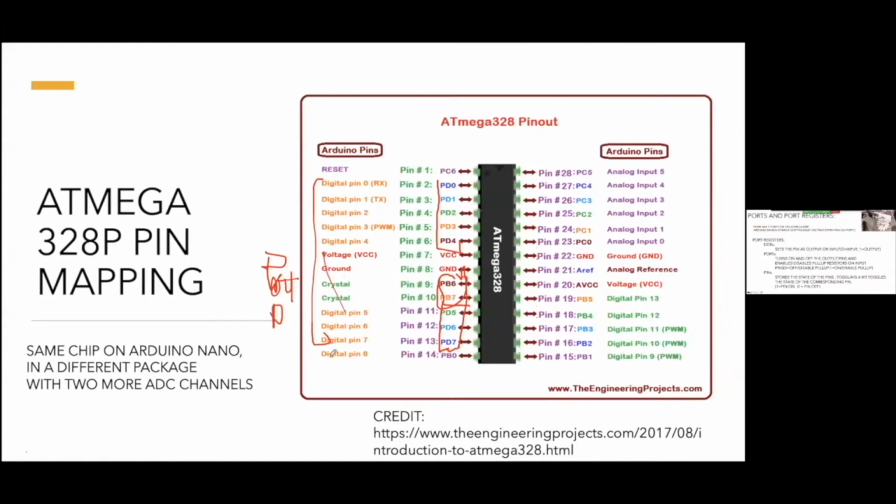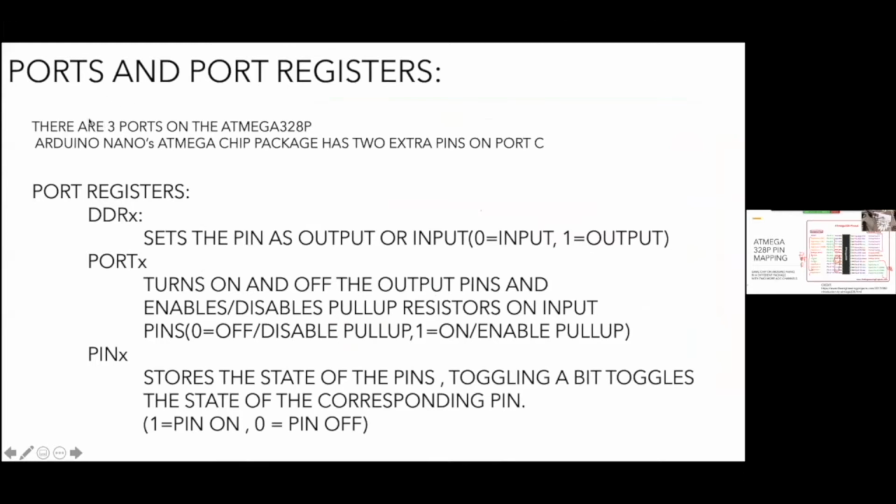Then digital pins 8 to 13 are all port B pins, and these 6 analog input pins are port C pins. There are 2 extra pins on the Arduino Nano, and 2 fewer pins on the Uno. So as I said, there are 3 ports on the Atmega 328P. The Arduino Nano's Atmega chip package has 2 extra pins on port C for analog inputs.